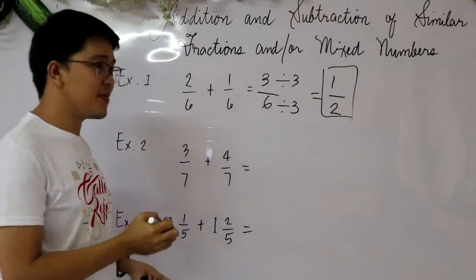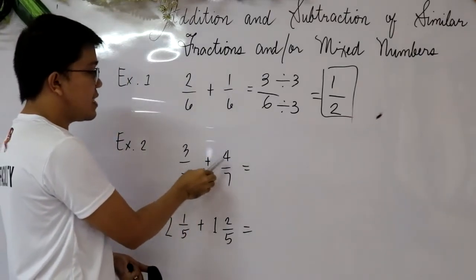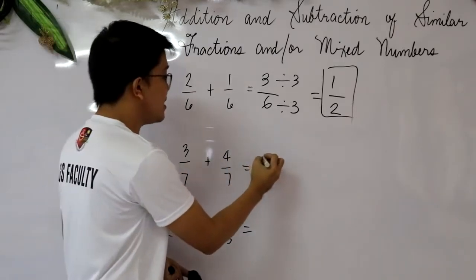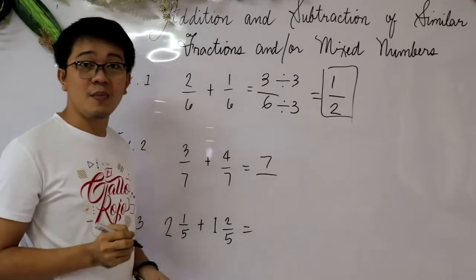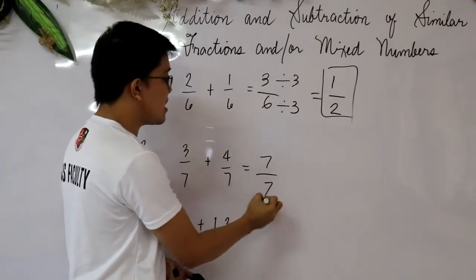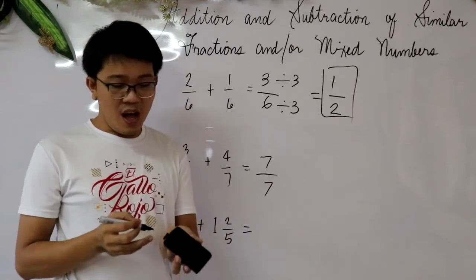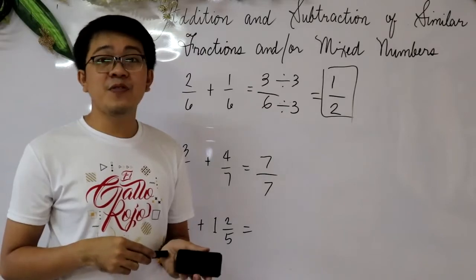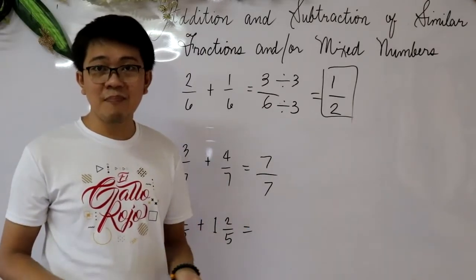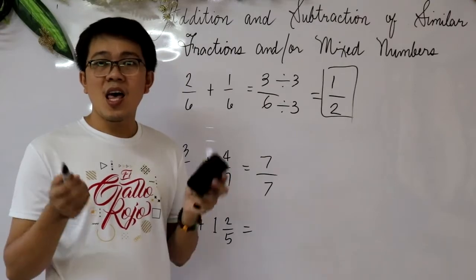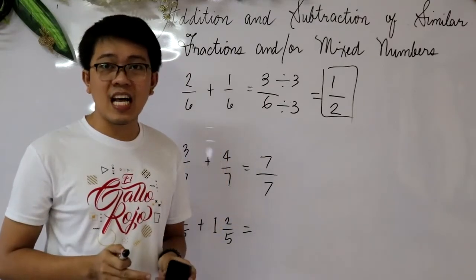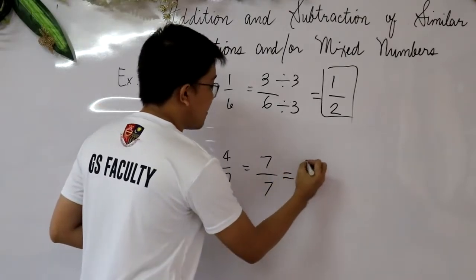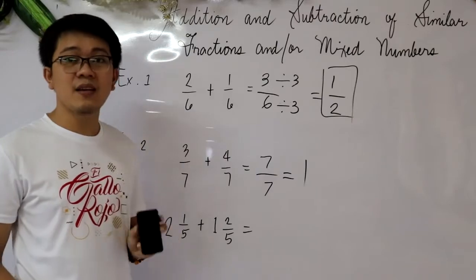Example number 2. 3/7 plus 4/7. What is 3 plus 4? Awesome, it's 7. And then copy the common denominator, which is also 7. Now, what do you observe with our answer? Yes, the numerator and denominator are the same. In that case, how are we going to simplify? Yes, a fraction with the same numerator and denominator is always equal to, correct, 1. So the answer is 1 whole.